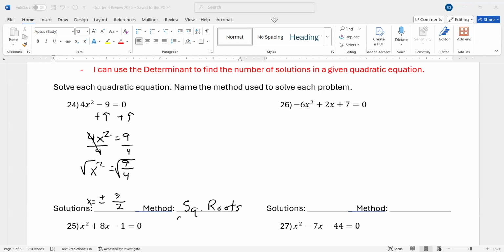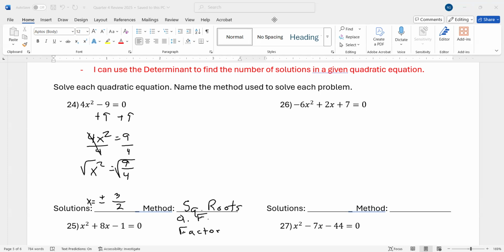Other methods you could use would be the quadratic formula. I'll just say QF for quadratic formula. You could actually factor this one. Most people are probably not going to choose that, but you could. Okay. So that's it for that one.